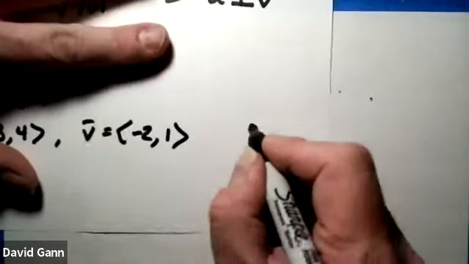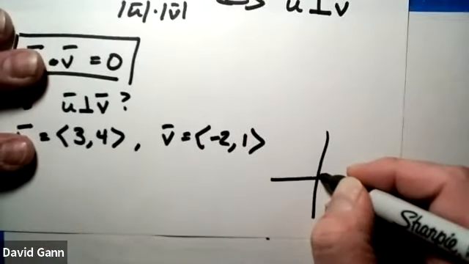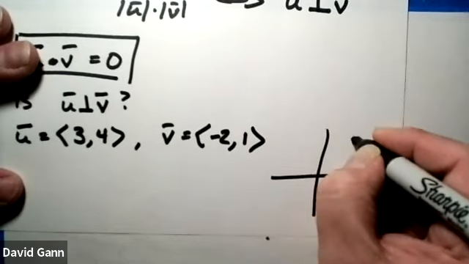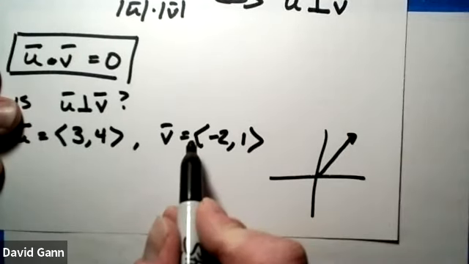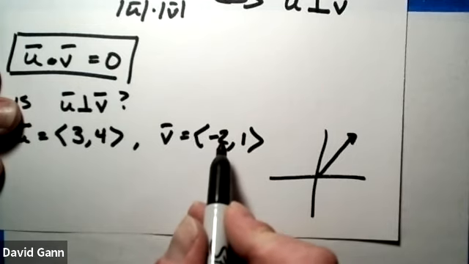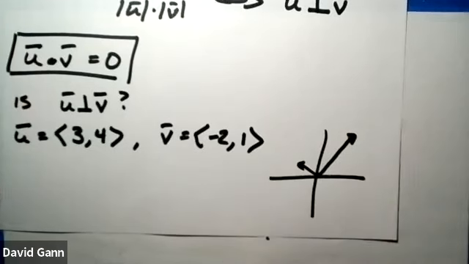So we've got U is a vector that's pointing into quadrant 1. It's got an x of 3, y of 4, so it's up there somewhere, right? And then V has an x component of -2, but a y component of 1. So it's kind of this little short thing here.